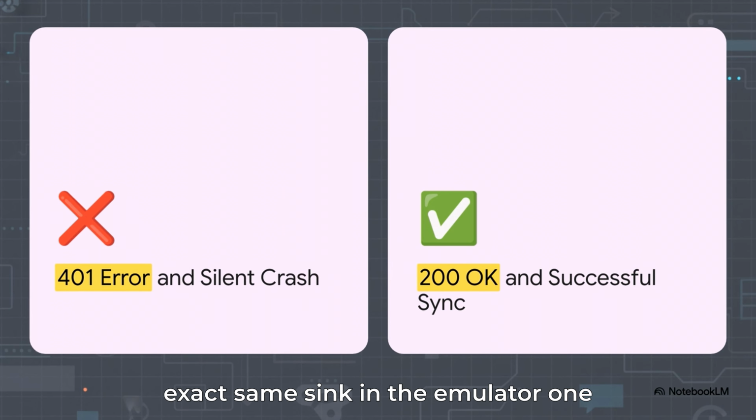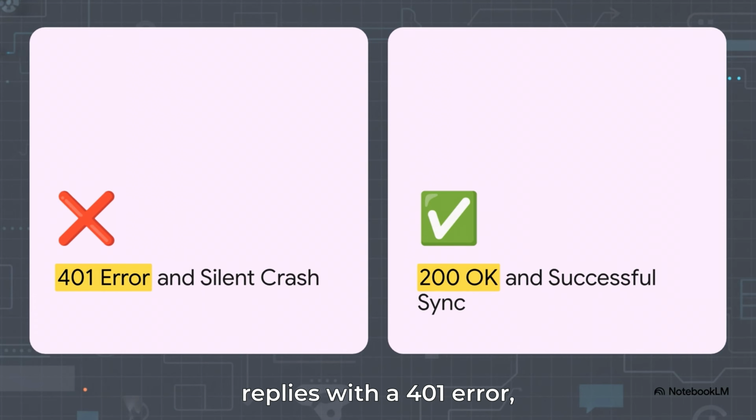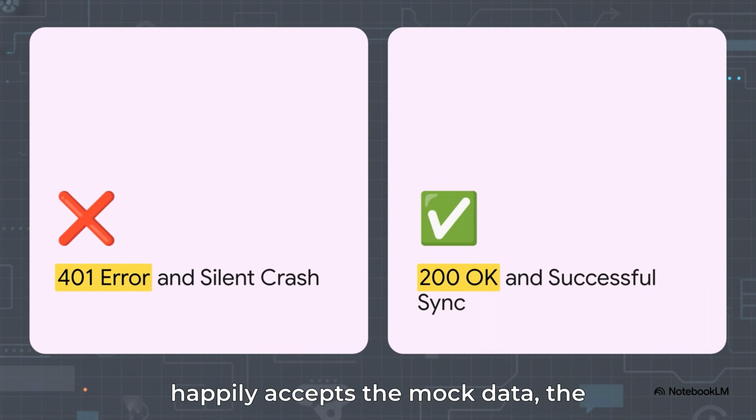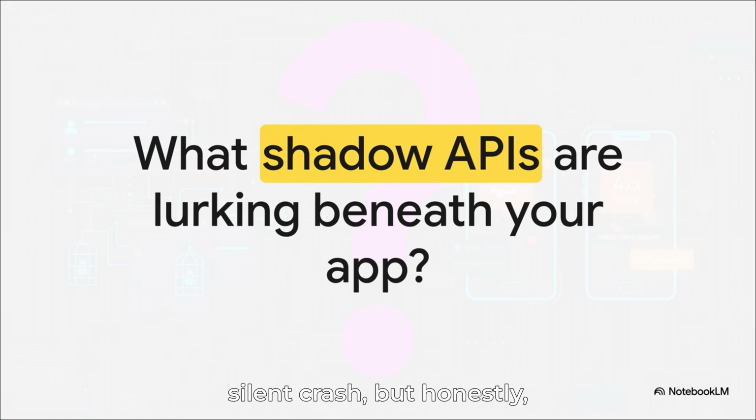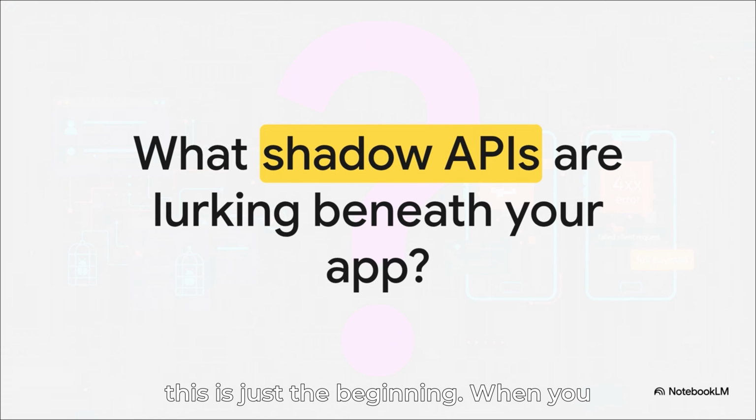Let's trigger that exact same sync in the emulator one more time. The real server still replies with a 401 error, but Charles catches it in mid-air, rewrites the payload to our mock valid token, and hands it to the app as a 200 OK. The app happily accepts the mock data, the UI updates beautifully, and the sync succeeds. We've just proven exactly how the app should behave when it receives valid data, entirely isolating the front end from the back end. We solved our silent crash, but honestly, this is just the beginning.